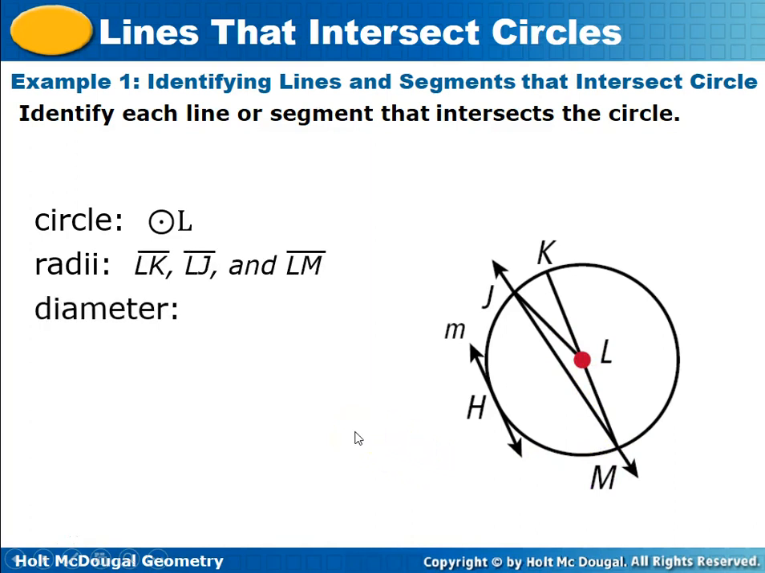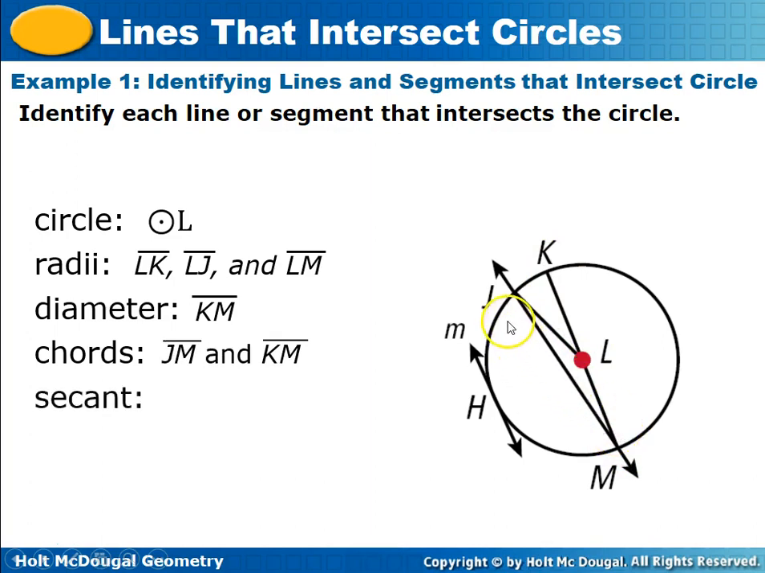Then it asks us about the diameter. There is but one diameter in this drawing, and it goes from K through the center over to M. So that diameter is KM. Then it asks us about chord. A chord is a segment that goes from one side of the circle to the other. So we have JM here as a chord. We also have our diameter KM, which is a chord.